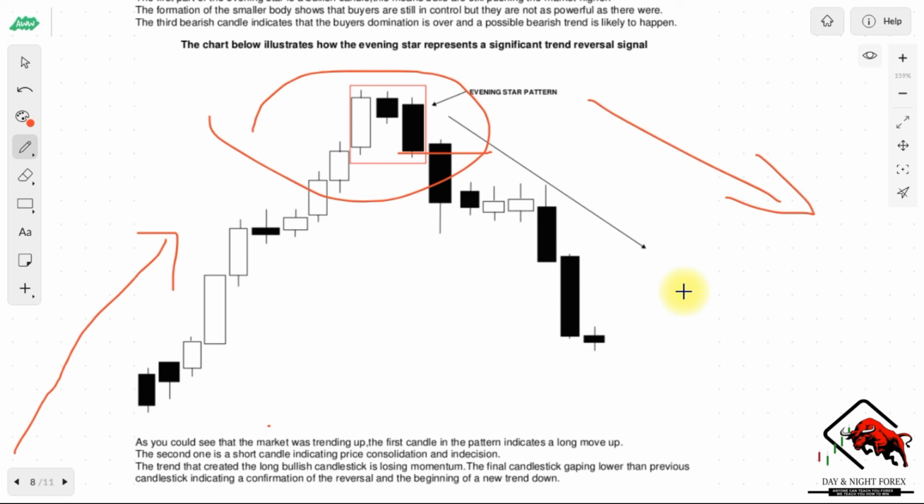So this trend was up, and then once this candlestick formed, it basically started falling down. The trend that created the long bullish candlestick is losing momentum. The final candlestick gapping lower than the previous candlestick confirms the beginning of a downtrend. So with this pattern, we are looking for potential reversals right at the top, right at the end of an uptrend. We're looking for selling opportunities, or at least to exit your previous position.